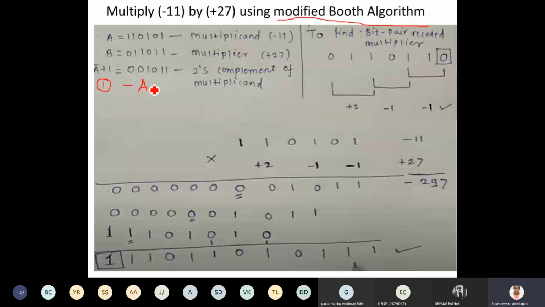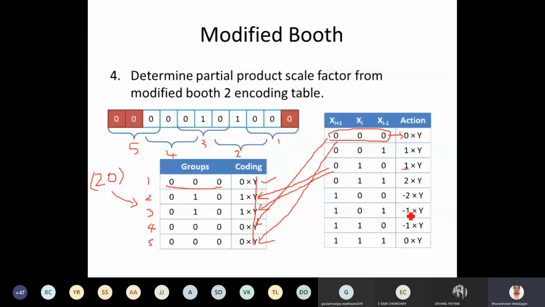Now, as usual, you are going to find the bit pair recoded multiplier. What is the multiplier? Plus 27. You write down the binary equivalent of it. Now you add this 0 in the least significant bit and you start recoding. Since it is going to be in even numbers, you can simply add it as well. So you take this 3-bit group. For this, the equivalent is going to be minus 1. You just look upon this particular table. It is going to be minus 1.